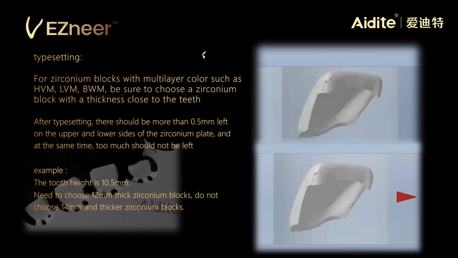Okay, and the next part is the typesetting. It's not too different from the normal crowns. We just need to pay attention to the multi-layer colors such as HVM, LVM, and BWM. And we need to be sure to choose zirconia blocks with a thickness close to the teeth. For example, if the teeth height is 10.5 millimeters, we need to choose the 20 millimeters thickness zirconia blocks, and the color choice the 40 millimeters.